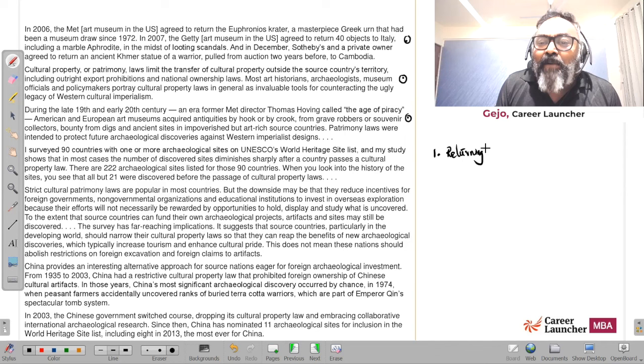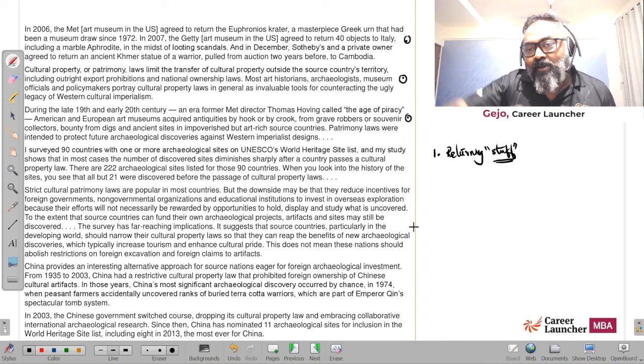So I'm just going to call it stuff. The people are returning to the original sort of source. All these archaeological stuff is being returned back.